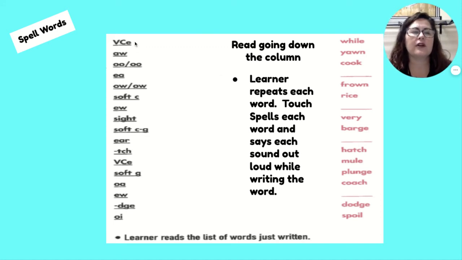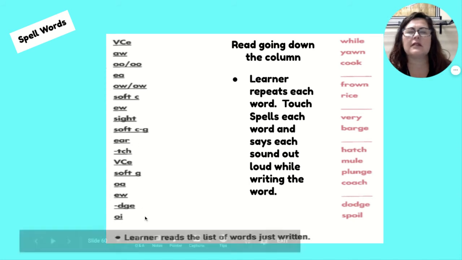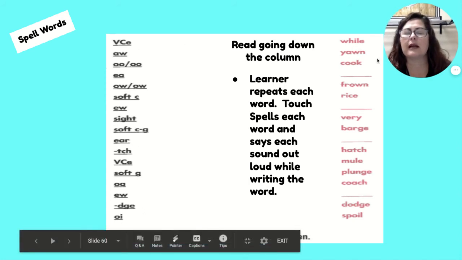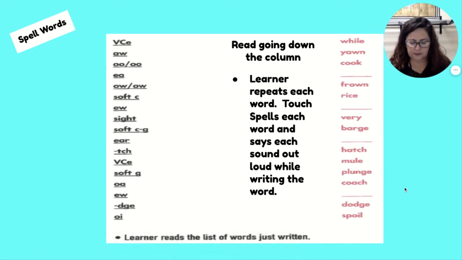If you notice over here, this breaks down the skills, and this is the skill we are practicing spelling right here. Okay, they correlate. After you've had a chance to make your corrections, I want you to take a moment and read the words out loud.